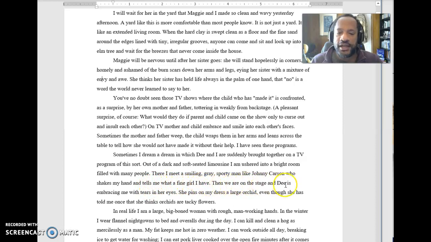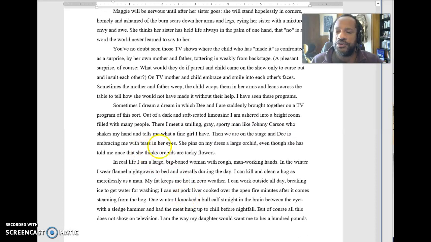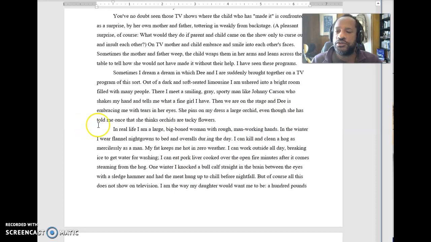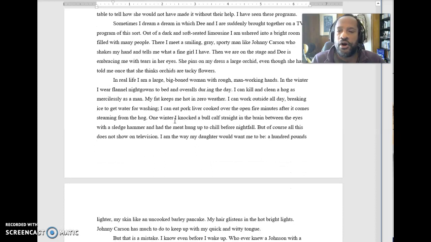Then we are on stage, and Dee is embracing me with tears in her eyes. She pins on my dress a large orchid, even though she has told me once that she thinks orchids are tacky flowers. So she's imagining being on a program together with her daughter, and her daughter is going to be so kind and generous to her, right? Johnny Carson, this person, is going to say what a fine girl she has, and Dee is going to embrace her with tears in her eyes, and so she will have this emotional reunion with her daughter.